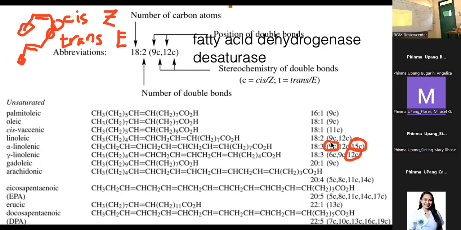Okay? So yun na yun. Okay? So syempre nauna, edi yung alpha. Okay? Eh yung isa naman, kahit na 18C, yung unang double bond niya, hindi siya yung kamukha ni oleic acid. Diba? So siya si gamma. Alright? Ayun. Para hindi tayo malito sa kanila.